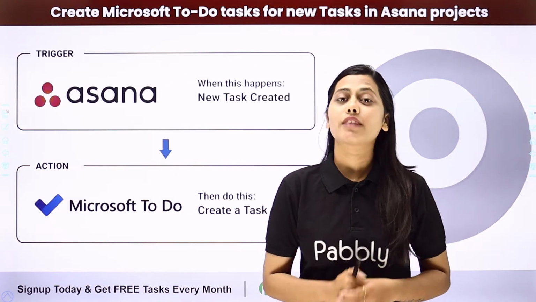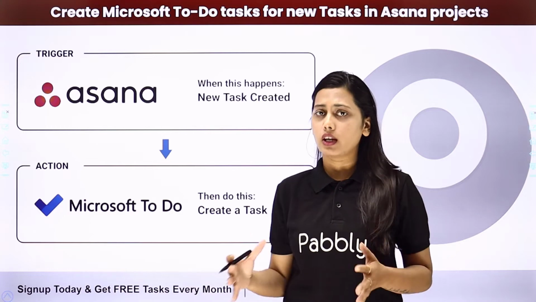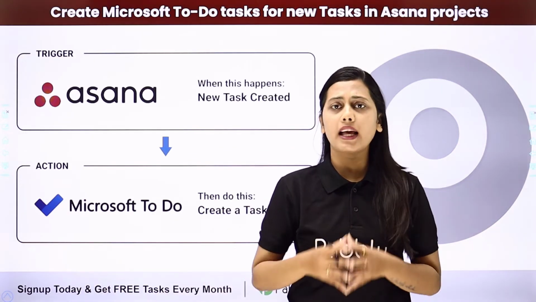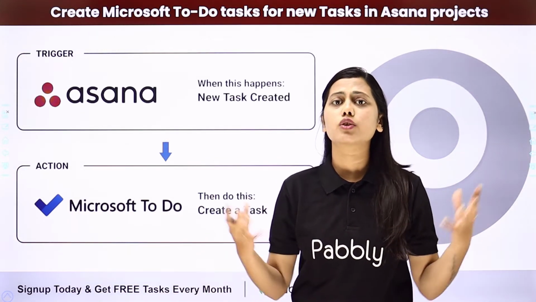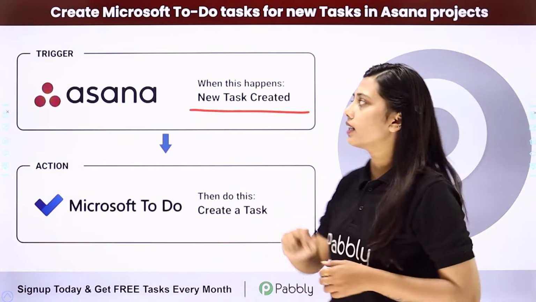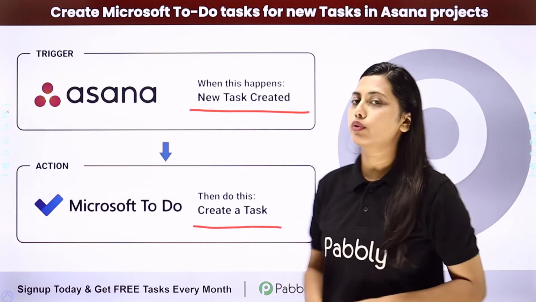Hello everyone, today we will learn how to create a Microsoft To-Do task for a new task in an Asana project. Now Asana and Microsoft To-Do are both project management and project planning software. But if you use both of them for different departments or to keep the record of different works, you might want that every time you create a new task in Asana, the same task is created in your Microsoft To-Do as well.